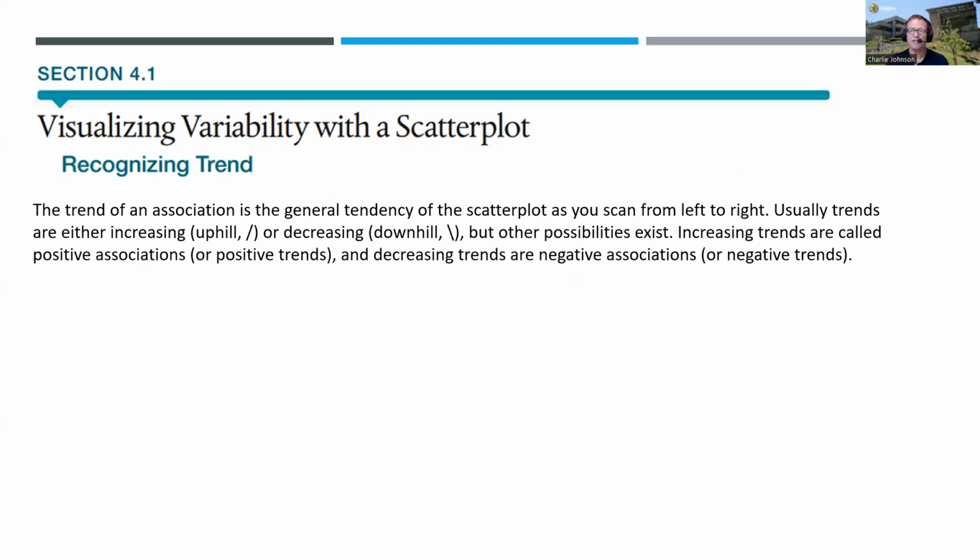The trend of an association is the general tendency of the scatter plot. As you scan from left to right, usually trends are either increasing, meaning going uphill, or decreasing, which is going downhill, but other possibilities exist. Increasing trends are called positive associations or positive trends, and decreasing trends are negative associations or negative trends.